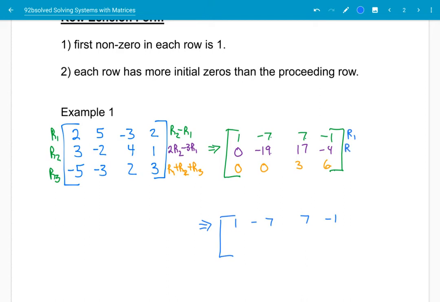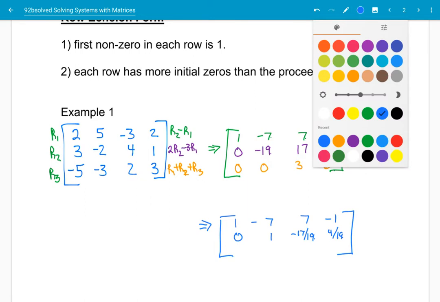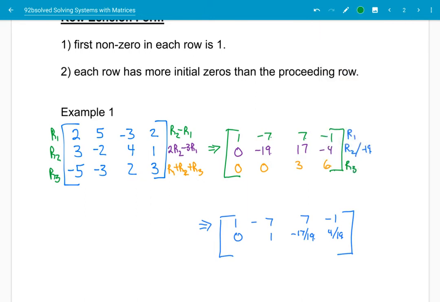Row 2, and we're almost done. So I'm going to go ahead and divide by -19. So I end up with 0, 1, -17/19, positive 4/19. And the last one, I'm going to take row 3 and divide by 3. 0, 0, 1, and 2.